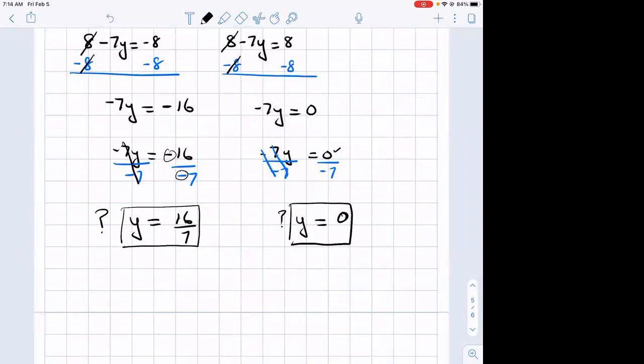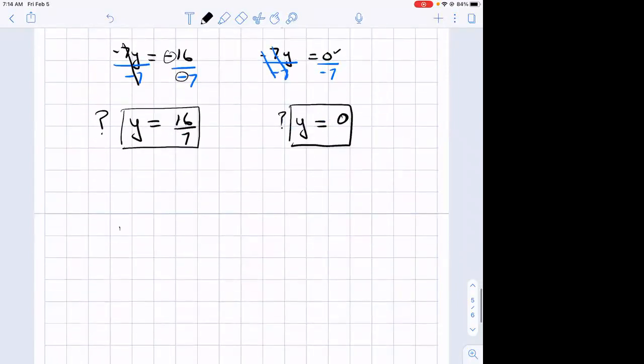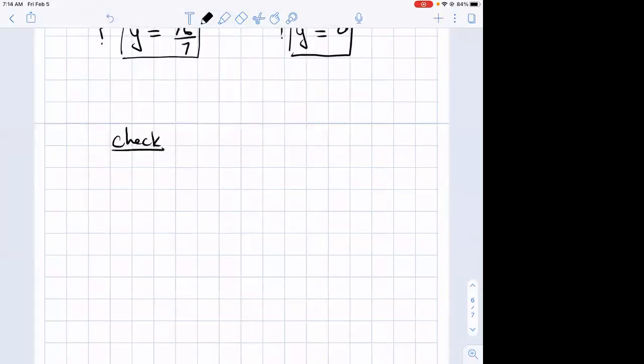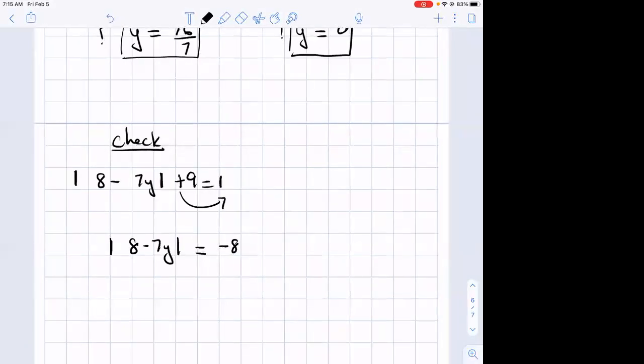Now, let's check. Remember, we have to check. Remember what our original equation is. Our original equation is the absolute value of 8 minus 7y plus 9 is equal to 1. Or, if you wanted, when you brought this to that side, you had the absolute value of 8 minus 7y is equal to minus 8. Either one of these two you can use. It doesn't matter.